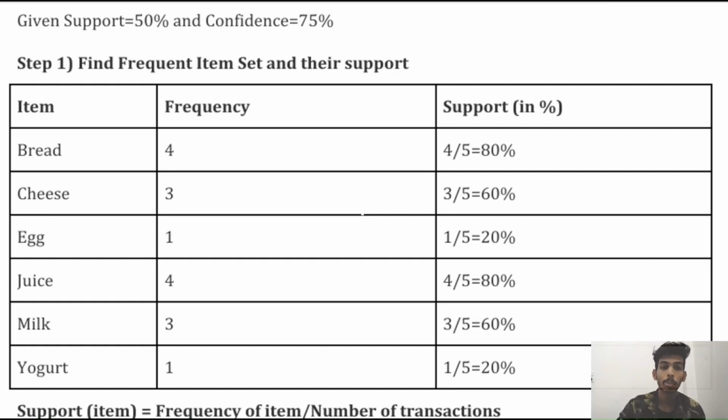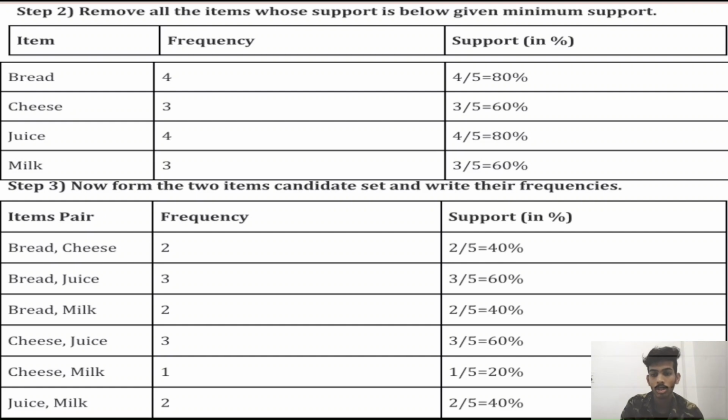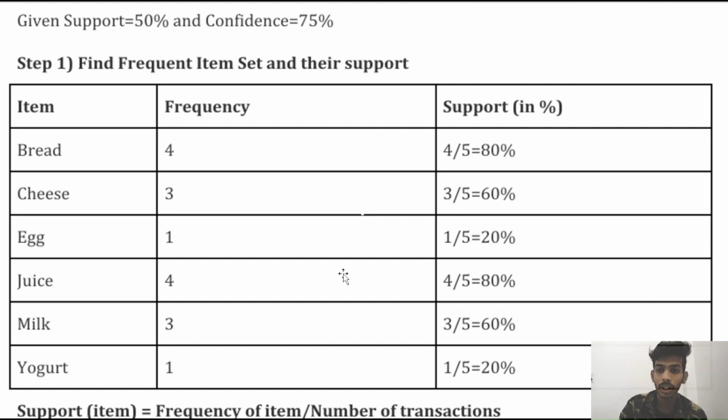Now the second step: we remove all the items whose support count is below the given minimum support count. We remove egg and yogurt, which have only 20% support count. We have minimum support count equal to 50%.